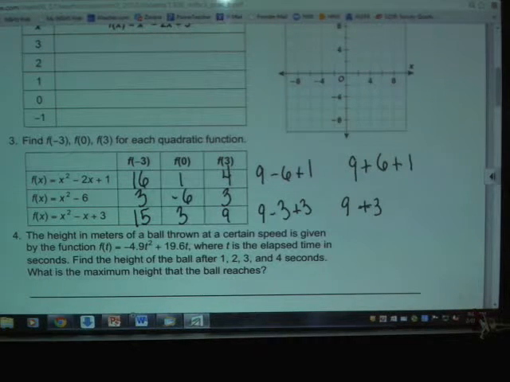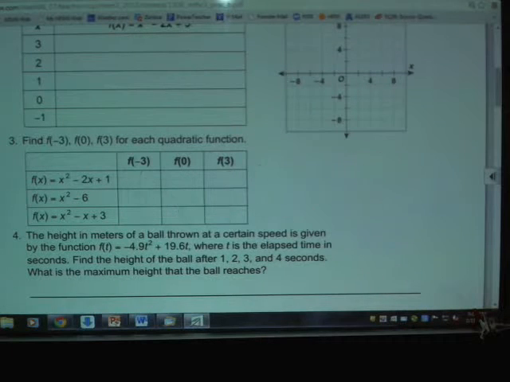The height in meters of a ball thrown at a certain speed is given by the function f of t equals negative 4.9 t squared plus 19.6 t, where t is the elapsed time in seconds. Find the height of the ball after 1, 2, 3, and 4 seconds. What is the maximum height that the ball reaches?